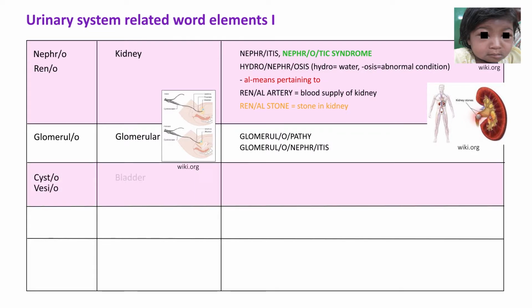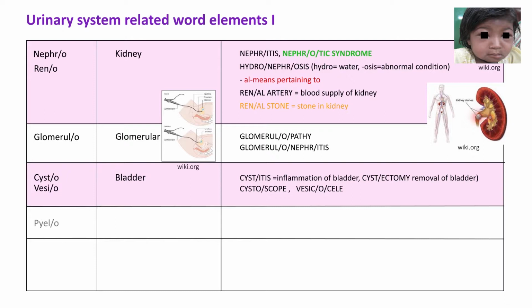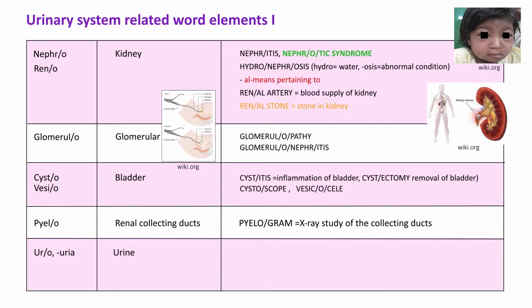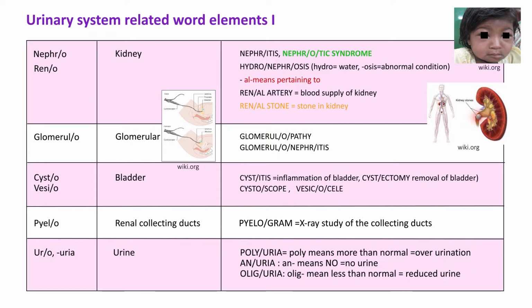Cyst means bladder. The infection of the bladder, or urinary tract infection at the level of the bladder, is called cystitis. Uria means urine. You may need to get familiar with prefixes such as poly. Polyuria means over-urination. Oliguria means reduced urine volume. An- means no, so anuria means no urine is excreted out of the body at all.